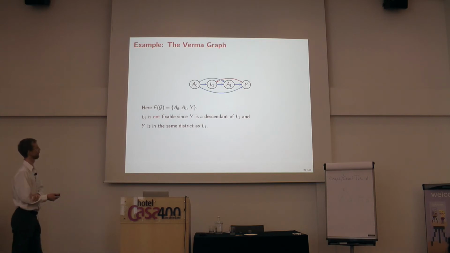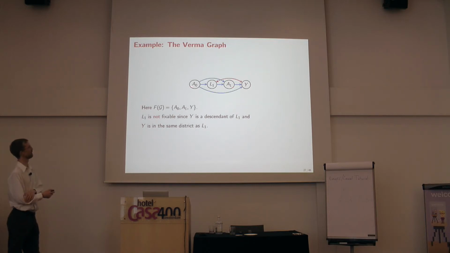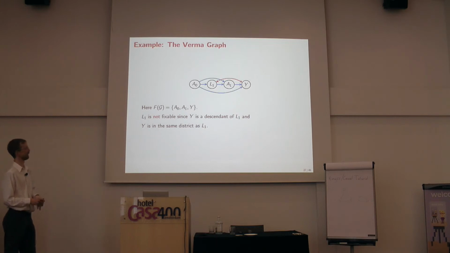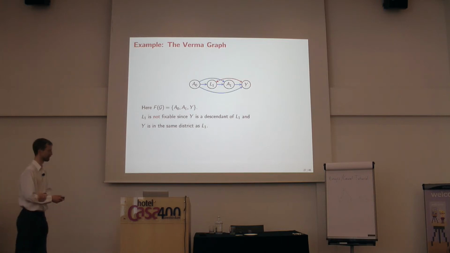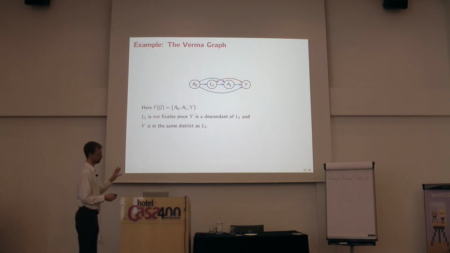Here's the Verma graph. In this graph, Y, A1, and A0 are all fixable. That's because A0 and A1 are easy: their districts are just singletons. A0's district just consists of itself, likewise A1. Then Y has no descendants again, so it's also fixable. L1 is not fixable for the same reason: L1 has Y as a descendant and Y is in the same district as L1. Okay, so that's the notion of fixable.